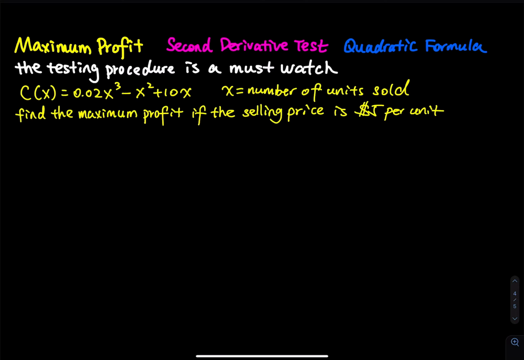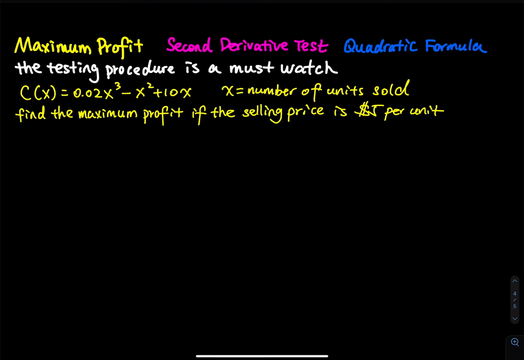The given is a cost function. We have C(x) = 0.02x^3 - x^2 + 10x, where x is the number of units sold, and I would like to find the maximum profit if the selling price is $5 per unit. Of course, we will be using the second derivative test, and during this procedure, the quadratic formula is involved. But first things first, we only have a cost function.